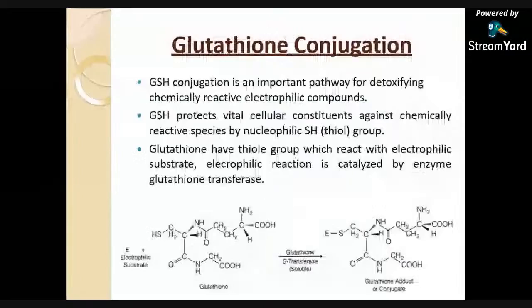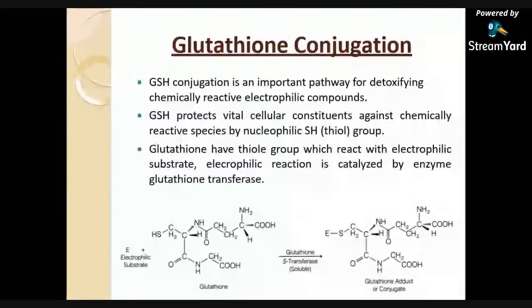Then next is the glutathione conjugation. The glutathione conjugation is an important pathway for detoxifying chemically reactive electrophilic compounds. The glutathione protects vital cellular constituents against chemically reactive species by its nucleophilic thiol groups. Okay, then glutathione has a thiol group which reacts with the electrophilic substrate. Then the reaction is catalyzed by the enzyme glutathione S-transferase.